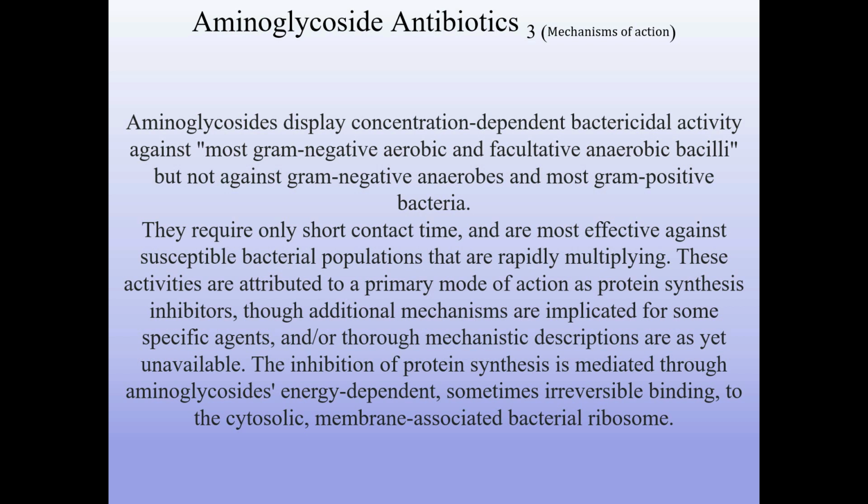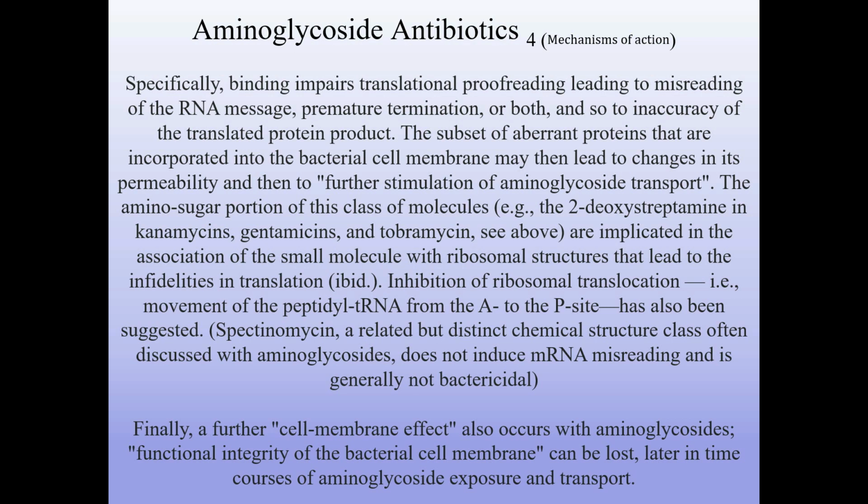The inhibition of protein synthesis is mediated through aminoglycosides' energy-dependent, sometimes irreversible binding to the cytosolic membrane-associated bacterial ribosome. Specifically, binding impairs translational proofreading, leading to misreading of the RNA message, premature termination, or both, and so to inaccuracy of the translated protein product. The subset of aberrant proteins that are incorporated into the bacterial cell membrane may then lead to changes in its permeability and then to further stimulation of aminoglycoside transport.